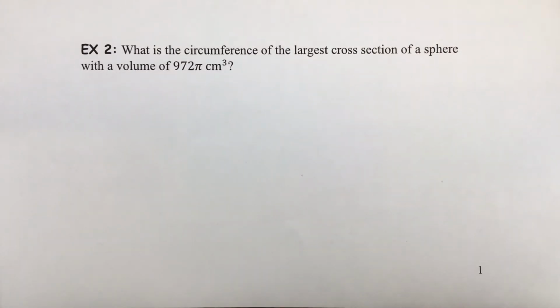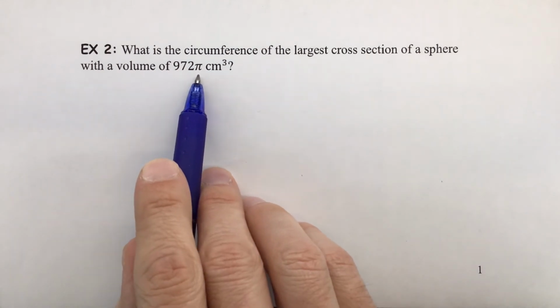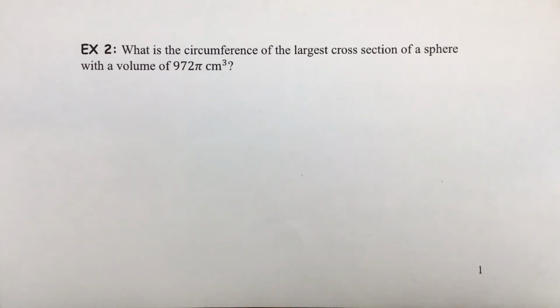Example 2. What is the circumference of the largest cross-section of a sphere with a volume of 972 pi centimeters cubed? Okay, as mentioned before, you'll sometimes be given the volume in terms of pi. And the reason for that is so that when you do your calculations, you can actually just divide out the pi symbol. All right, for this particular problem, we're looking for the circumference of the largest possible cross-section of the sphere. The largest possible cross-section is going to be going through the center. It has to go directly through the center of the sphere. Okay, so then that circumference is going to be based off of the same radius as the sphere.